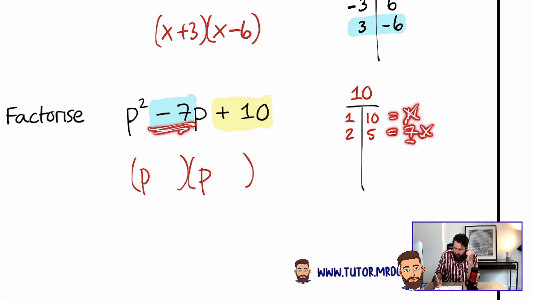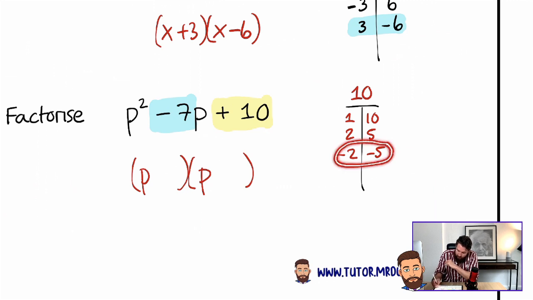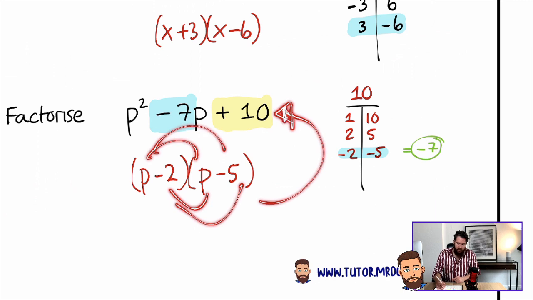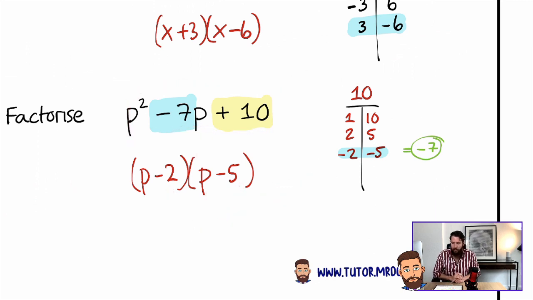Minus 7, not 7. But remember, how else do you make a positive number? 2 negatives, so we could have minus 2 and minus 5. Minus 2 times minus 5 would be plus 10. But what is minus 2 take away 5? If I add those together, I get minus 7. So that is the combination of factors we need. So in my brackets we can write p minus 2 and p minus 5. And if I expanded that, it would 100% give me p squared minus 7p plus 10.